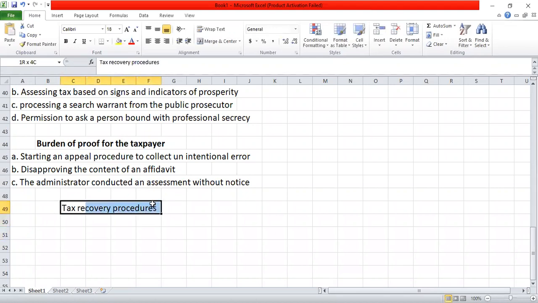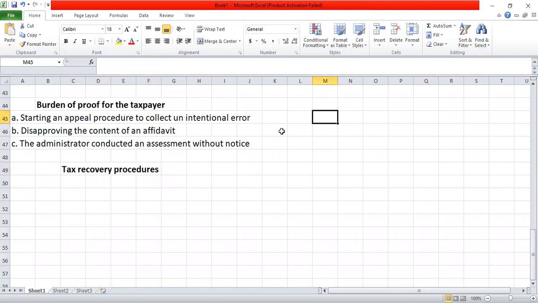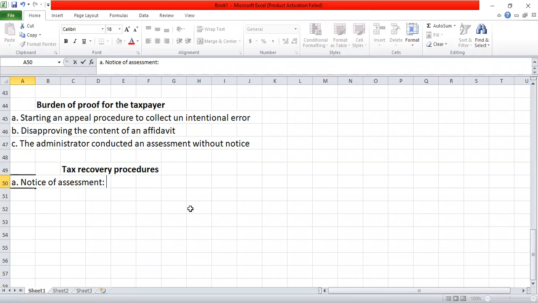I also want us to talk about the tax recovery procedure. How do we recover tax? Number one, we have what we call a notice of assessment. A notice of assessment is one way to recover tax. It is a legal document issued by the tax administrator to the taxpayer for recovery of taxes together with the penalty.